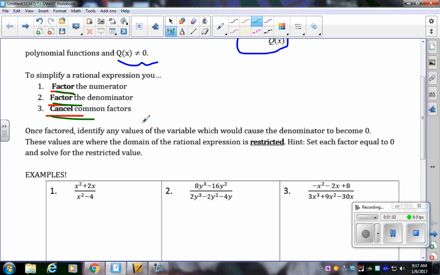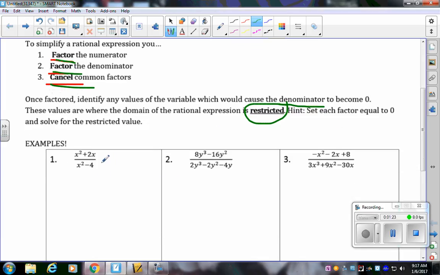All right, something else I want to point out. It says once factored, identify any values of the variable which would cause the denominator to become 0. These values are where the domain of the rational expression is restricted. So what we're going to do is identify our restricted values, okay? And it gives a hint: set each factor equal to 0 and solve. So pretty much we're saying, go ahead and find your restrictions.